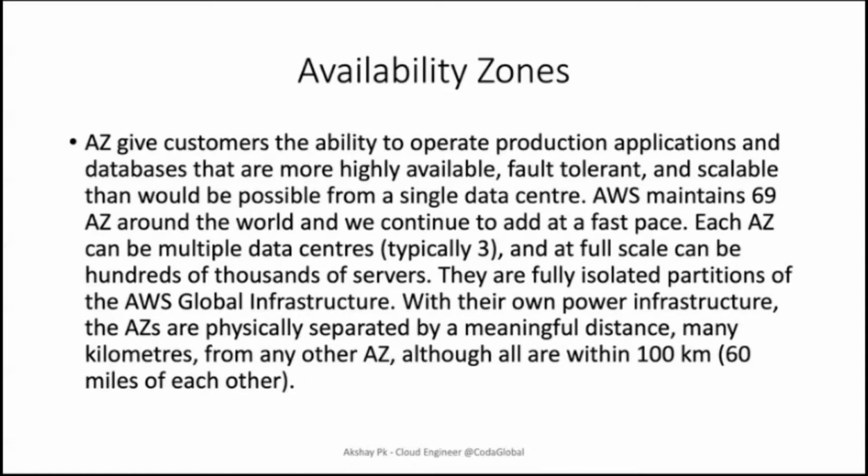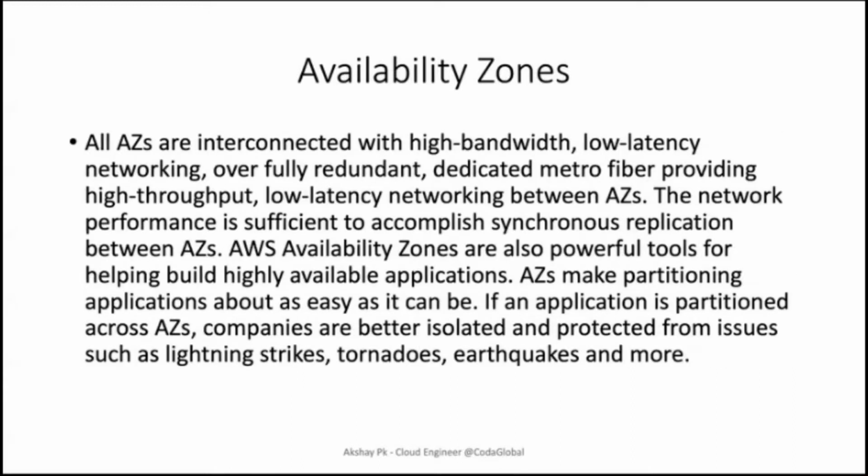other availability zones. Therefore, you should always architect your application to have high availability, fault tolerance, and even a scalable architecture. Through the entire course, you'll be studying how to do that, because this is Solutions Architect Associate. All of the availability zones are interconnected with very high bandwidth, low latency networking, with fully redundant, dedicated fiber, providing high throughput and very low latency between availability zones. Network performance is sufficient to accomplish synchronous replication between AZs, and that's pretty cool, because we will talk more about synchronous replication when we study the database services.